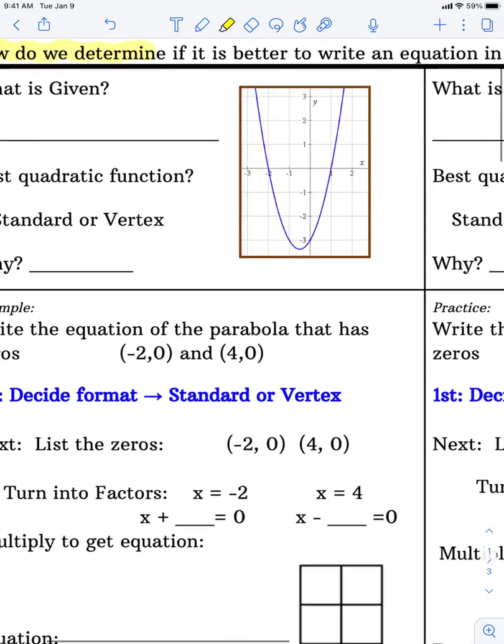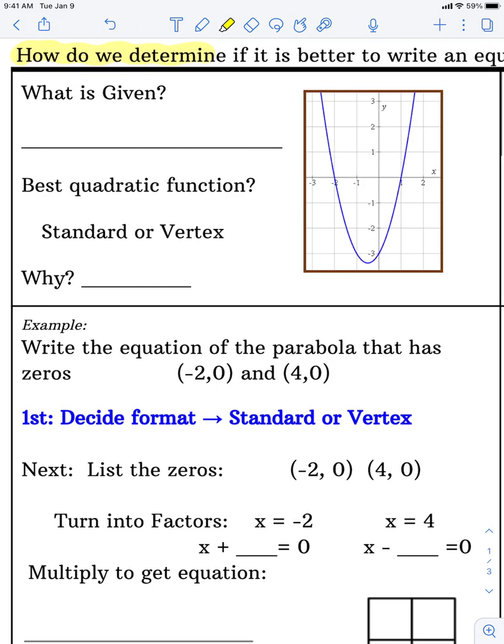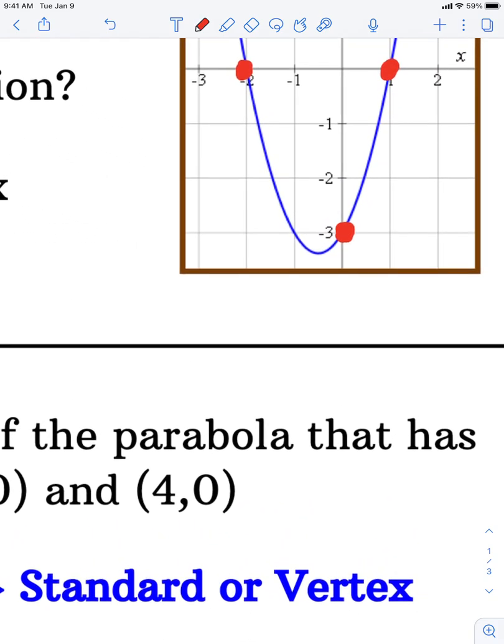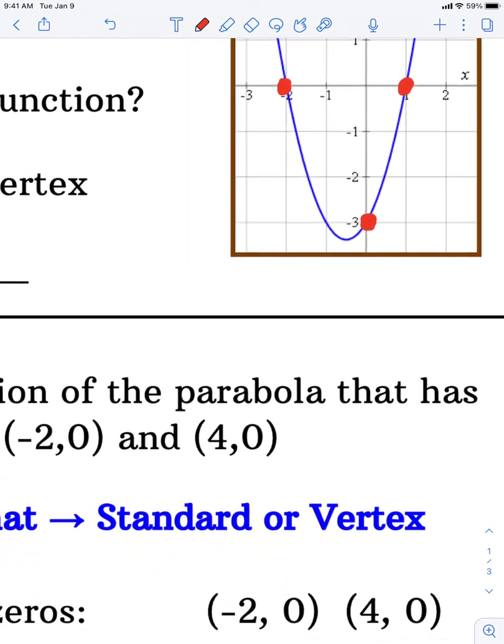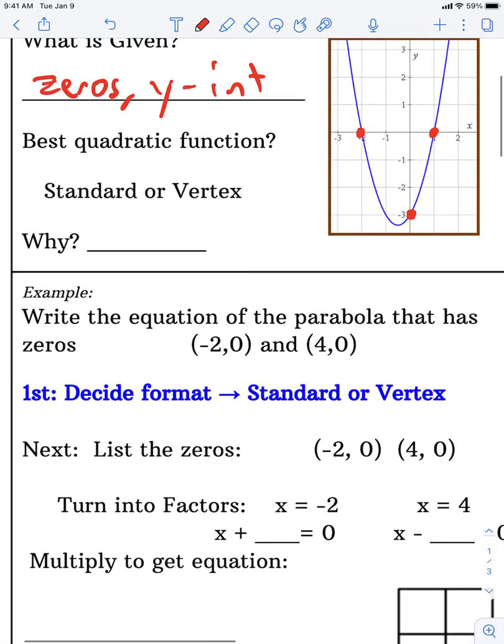Let's say we're given a graph and we look at it. We're learning about what's given, like what's easy to pick out of the graph. If I look right there and right there, I can see the zeros. That's pretty easy to see. I can also see, I think that's a perfect point right there, the y-intercept. But the vertex is somewhere in between 0 and -1 and somewhere after -3 on the y-axis, so I'm not really sure about that one. I'm not going to say I know the vertex perfectly from that one.